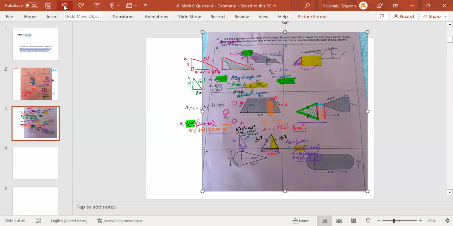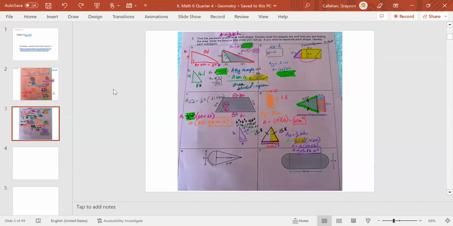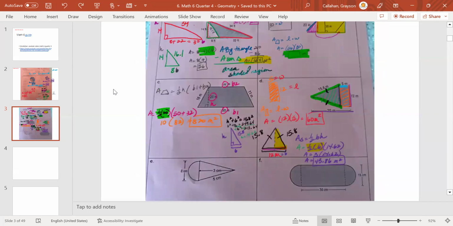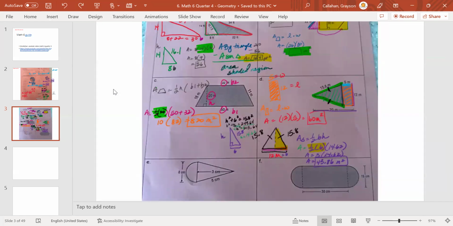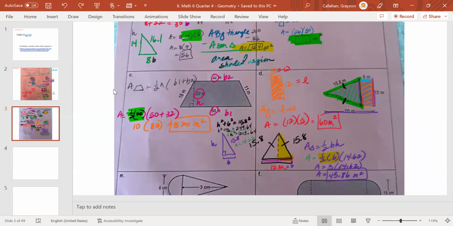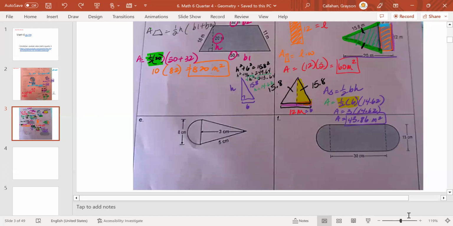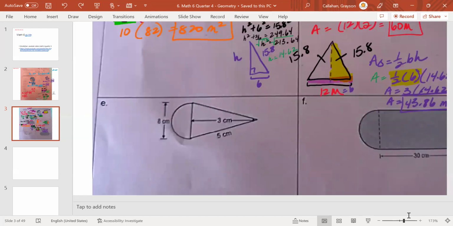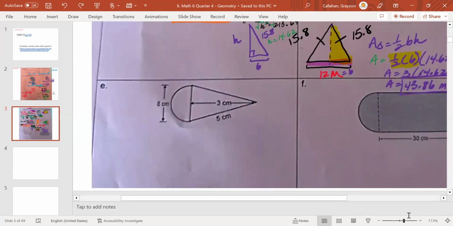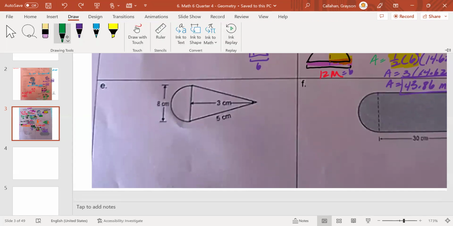Did you find the area? And did you find the perimeter? You did do both, right? Right? I'm asking you a question. Did you find the area and the perimeter or no? Okay, let's go on to the next question right here.